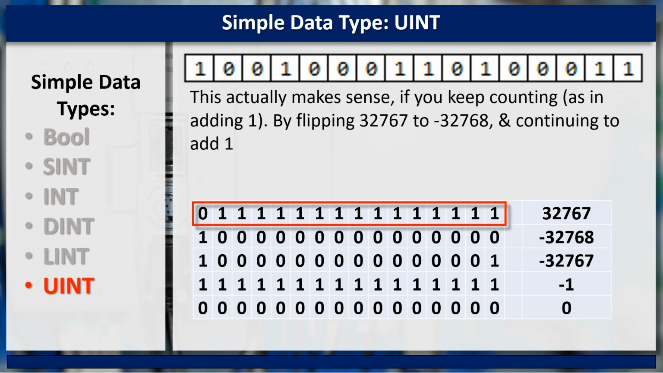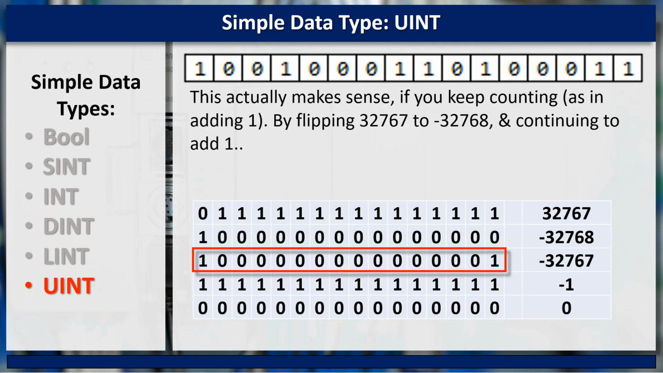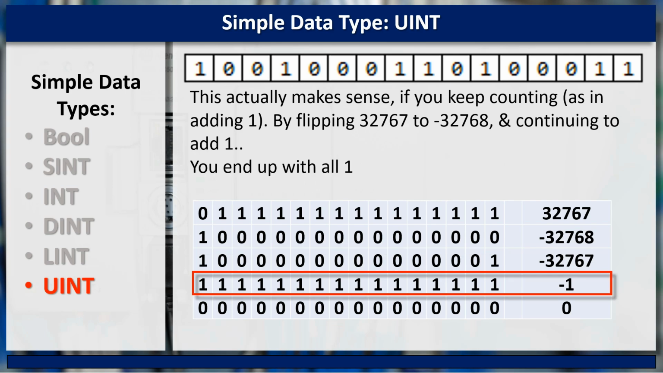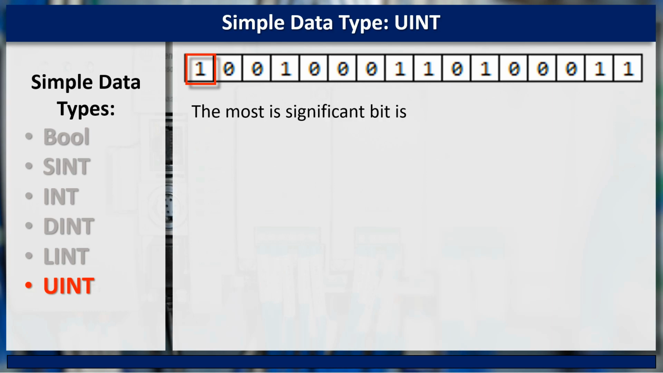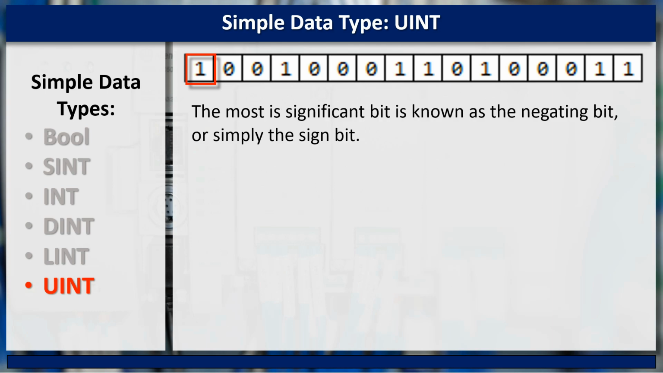32,767 to negative 32,768 and continuing to add 1, you end up with all ones, which is negative 1. And then adding 1 more gives you 0. The most significant bit is known as the negating bit, or simply the sign bit.